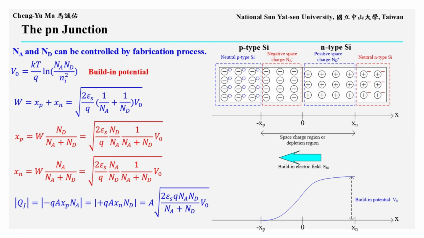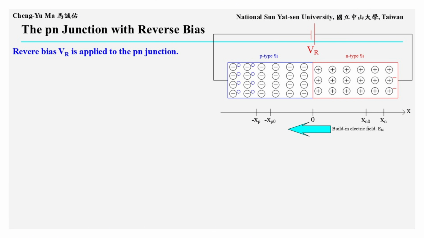Next, the space charge region widths in the p-type and n-type semiconductors, xp and xn, as well as the total space charge width w, can also be calculated. Finally, the junction charge, Qj, can be obtained. From the equations, we can see that the space charge width is proportional to the square root of the internal voltage V0. Next, let us look at what changes occur in a p-n junction when a bias is applied.